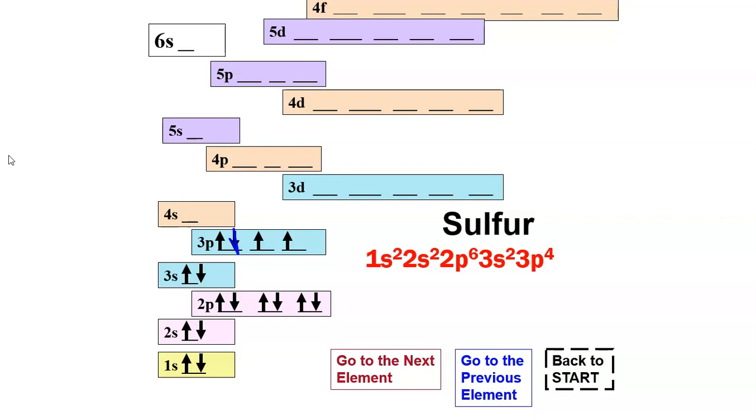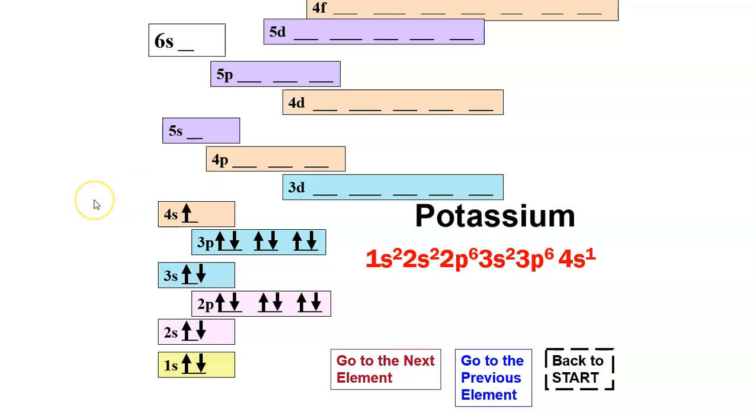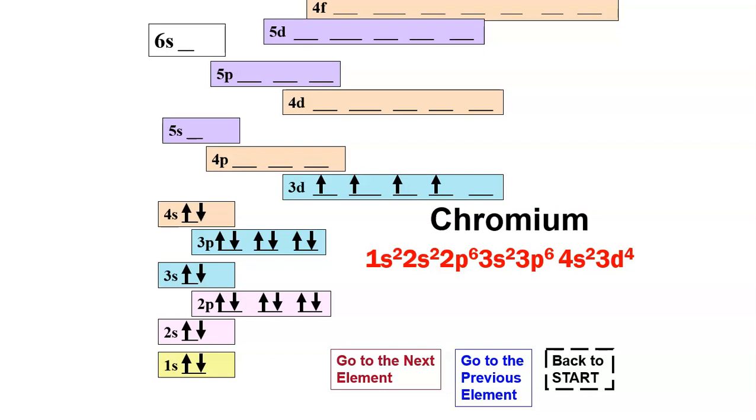Sulfur is coming back for pizza because he has 4. He's filling out his p levels. Chlorine has 5, and argon has 6. He is a full energy level. Potassium, you start back on 4s1, and then calcium has the second electron. Scandium, you just keep following it. And you fill out that 3d10 before you go anywhere else.